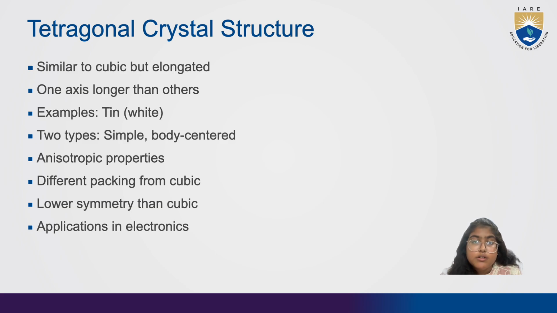Due to the elongation along one axis, tetragonal materials often exhibit anisotropic properties, meaning the properties differ depending on the direction in which they are measured. The atomic packing in tetragonal structures is generally different from cubic structures, and they possess lower symmetry. These materials find applications in electronics due to their unique electrical and magnetic characteristics.